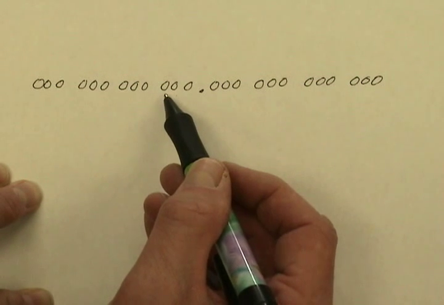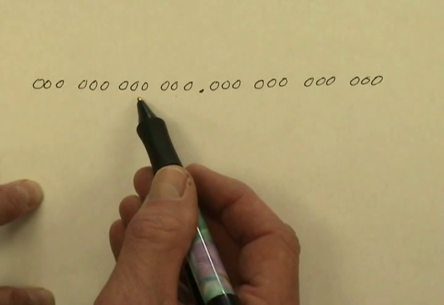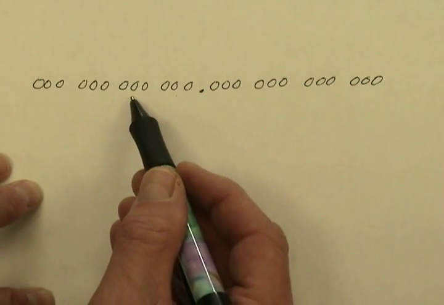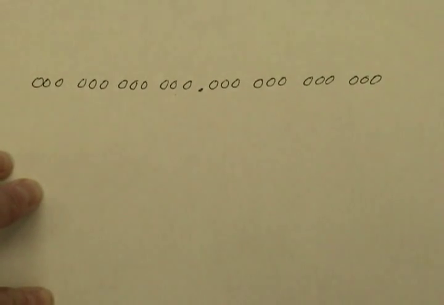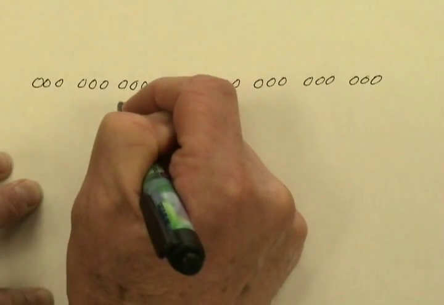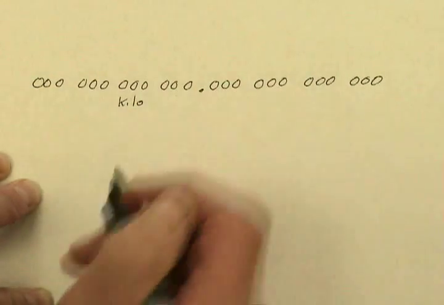And what comes after hundreds? Well, you might say thousands, but in engineering or metric notation we call thousands kilos. So let's write kilo under that group of zeros.